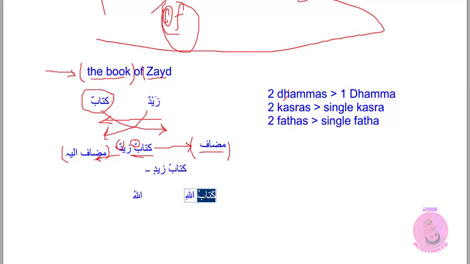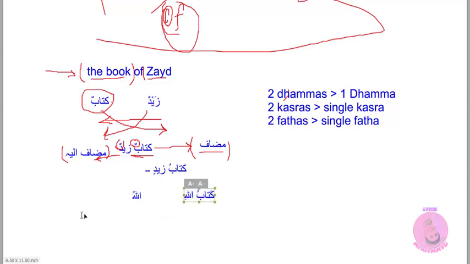This is called mudaf, or the possessed thing. If this noun has tanween, that tanween will change into a single vowel. This is the first rule for mudaf. For mudaf ilayhi, if it has a dhamma or a fatha on its last letter, we will not leave it as it is. We will actually change the dhamma or fatha into kasra.